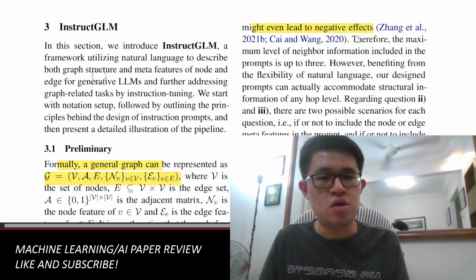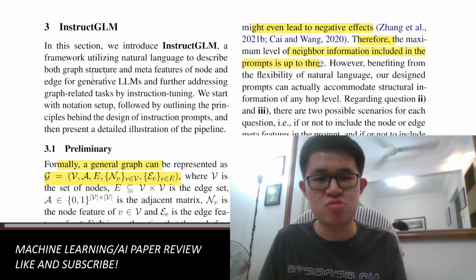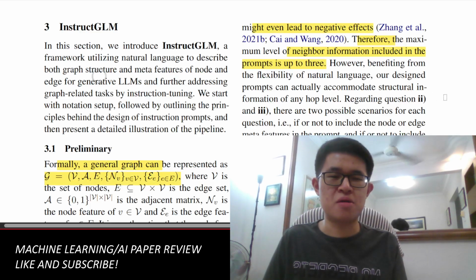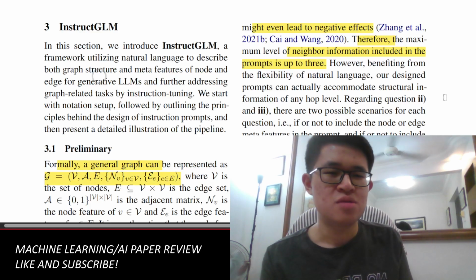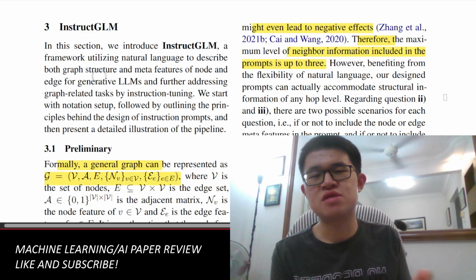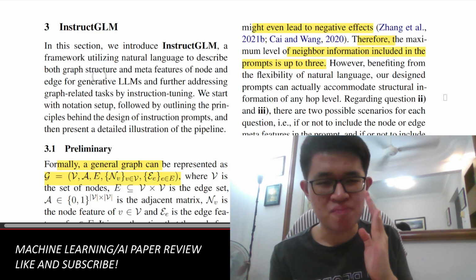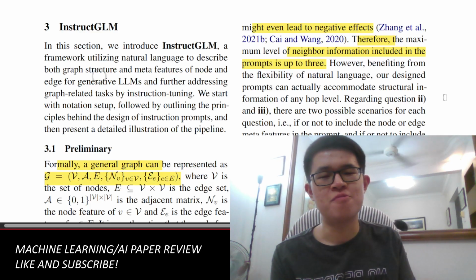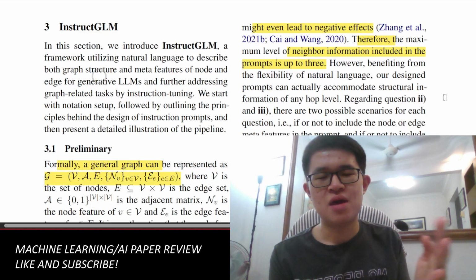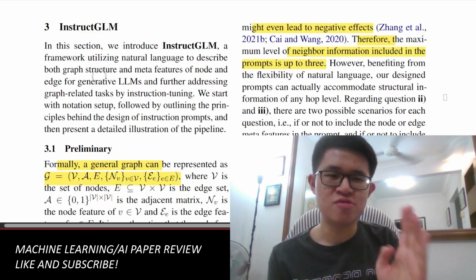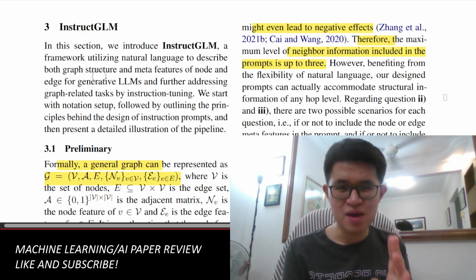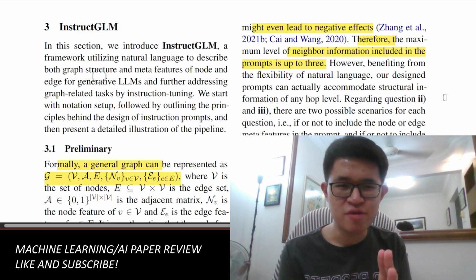So therefore, the maximum level of neighbor information included in the prompt is up to 3. Okay, let me tell you something right here. I would assume that these findings about the number of hops, and how many hop levels you need in order to get the best accuracy, well, it actually depends.